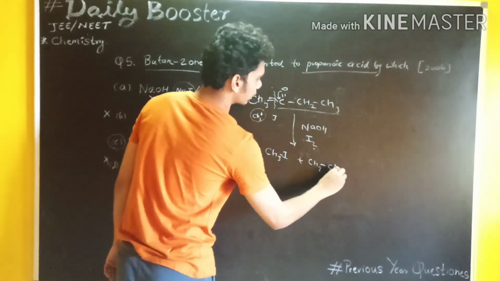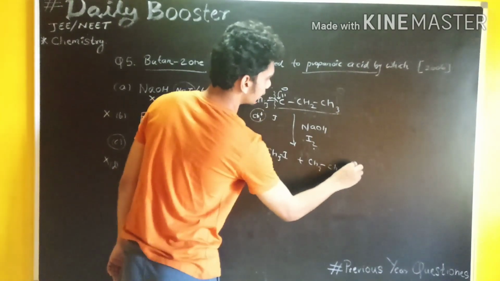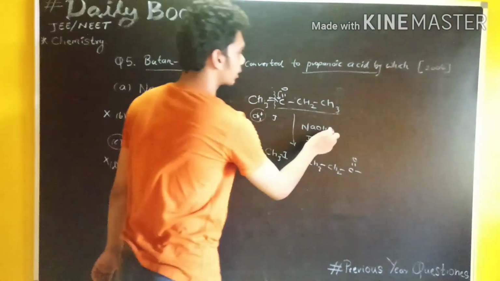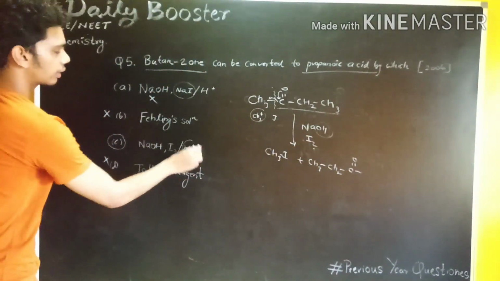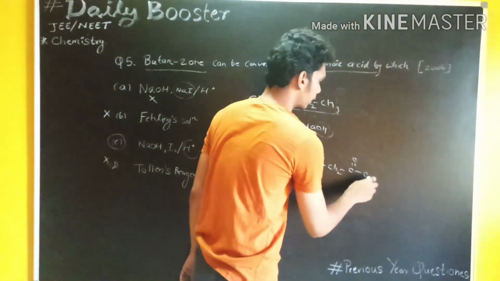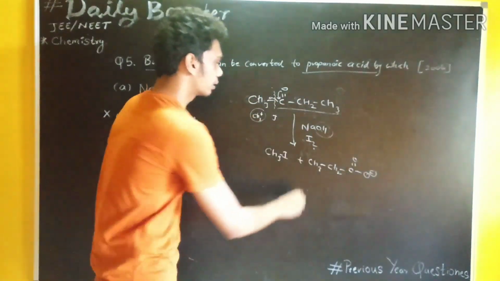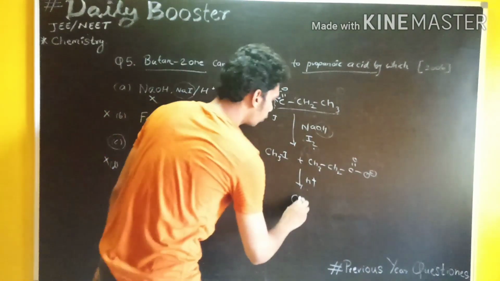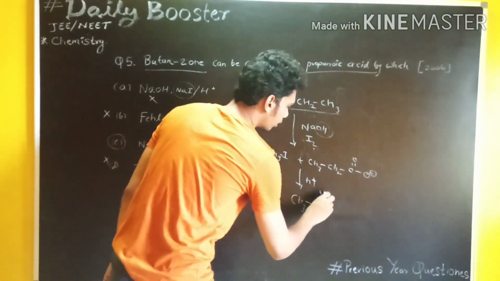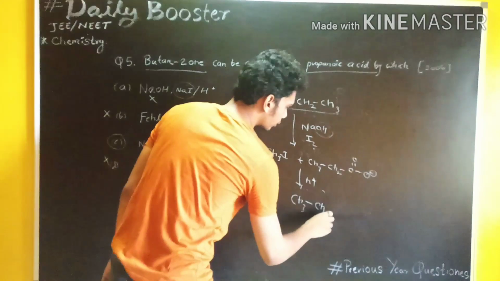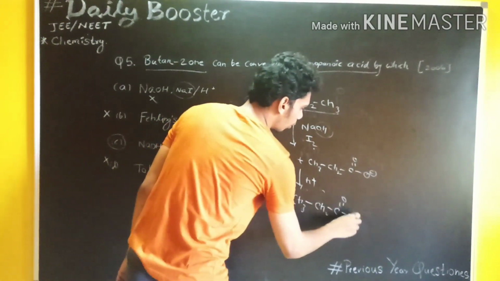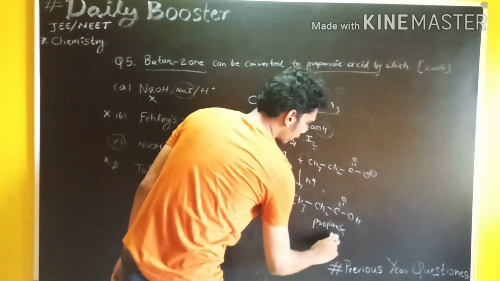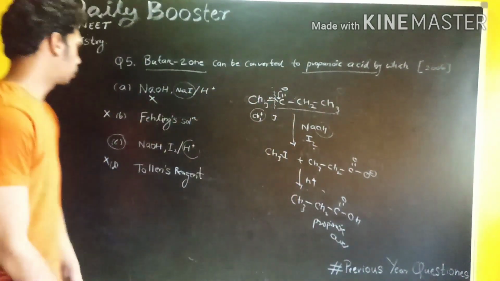CH3CH2C double bond O, and there is one more bond. But this is in OH minus and H plus acidic condition, so OH minus will be attached here, and in the H plus condition it will gain one more hydrogen and become CH3CH2COOH. Your propionic acid will be formed here. So option C is correct.